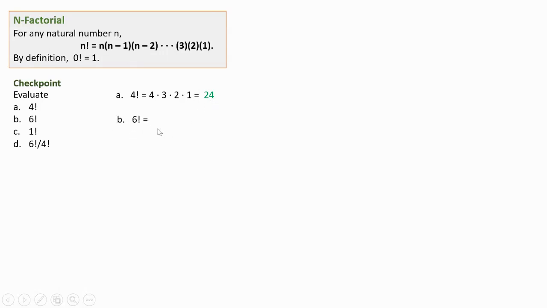For B, 6 factorial will be 6 times 5 times 4 times 3 times 2 times 1, and then we multiply it out, which will give us 720. 1 factorial will just be 1. Look at part D. So part D is 6 factorial divided by 4 factorial. So this is 6 factorial, and then the 1s will cancel, the 2s will cancel, the 3s will cancel, the 4s will cancel. So all these are equal to 1. We're left with 6 times 5, which will give us 30.